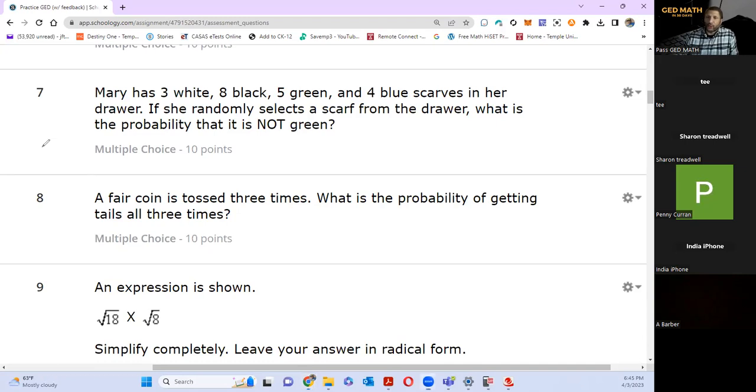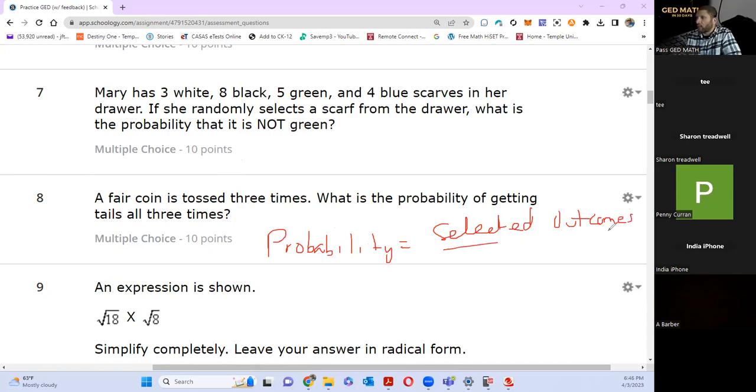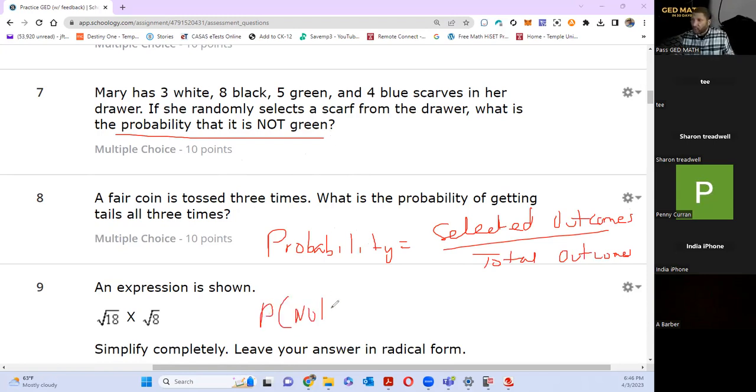So the first thing you got to realize is probability is equal to total selected outcomes over total outcomes. Well, what do I mean by selected outcomes? Well, that's what you're looking for. So if I want to know the probability that it's not green, that's my selected outcome. I want to know the number of not green over the total.